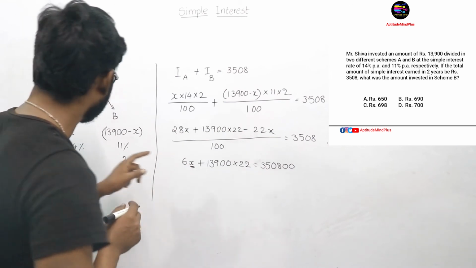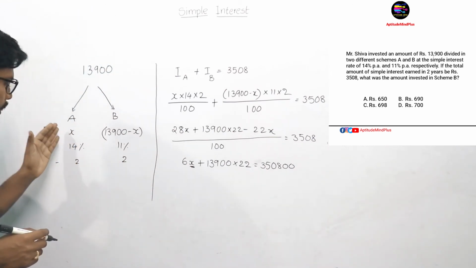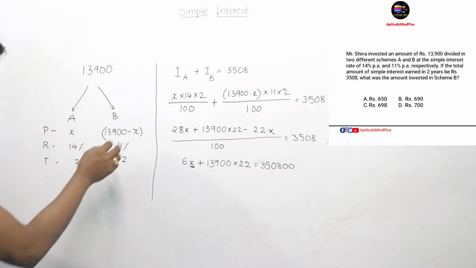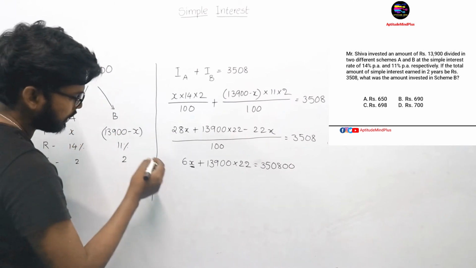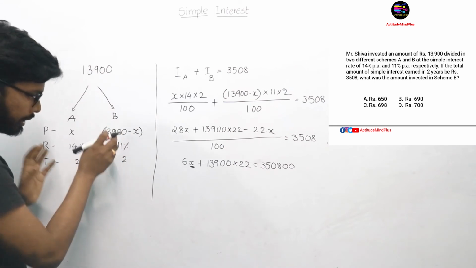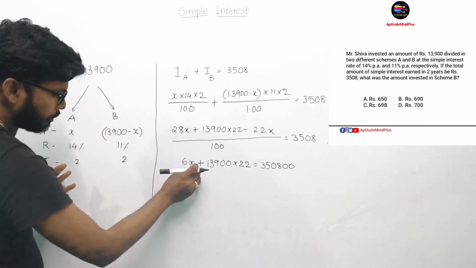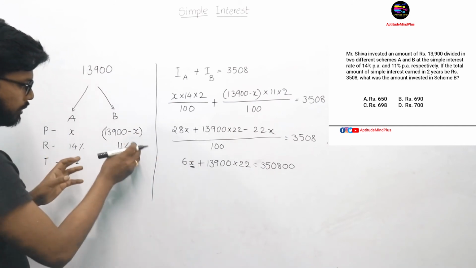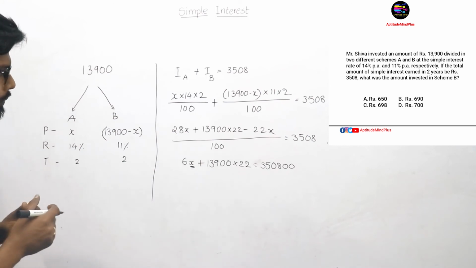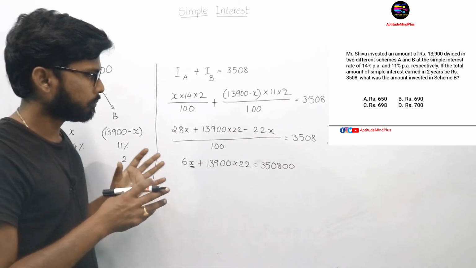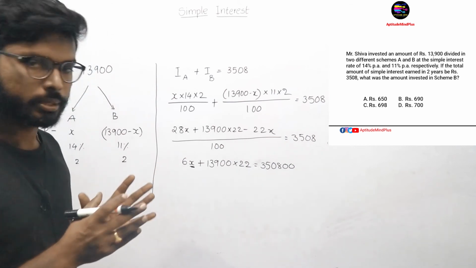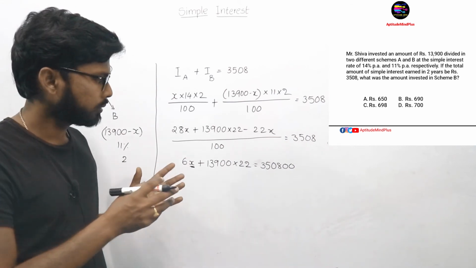So what is x? X is the money invested in scheme A. Okay, in the question he is asking about scheme B. So the money invested in scheme B will be 13,900 minus the value you get for x. That will give you the money invested in scheme B. That will be your answer. Okay, so here I am mainly focusing on the concept. If you get the concept, then my job is done. So the calculation part you can do it.